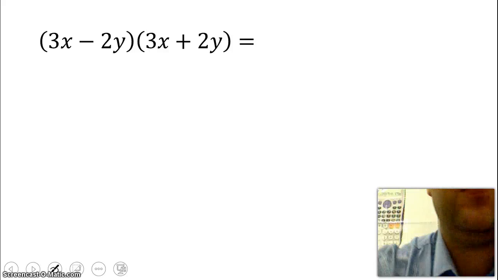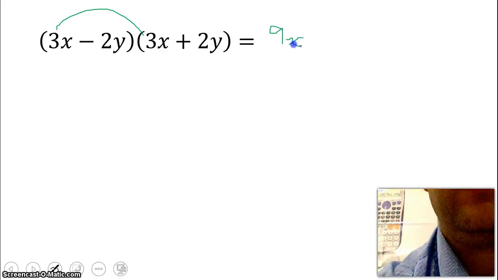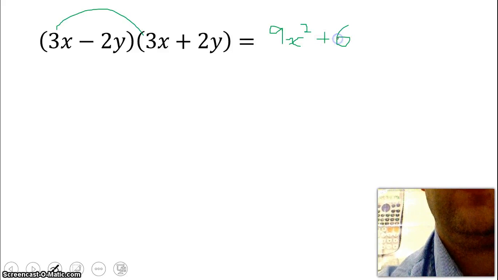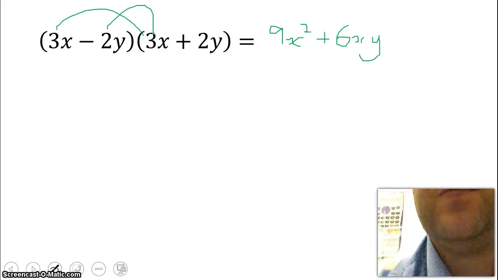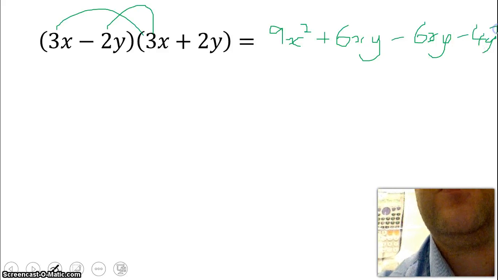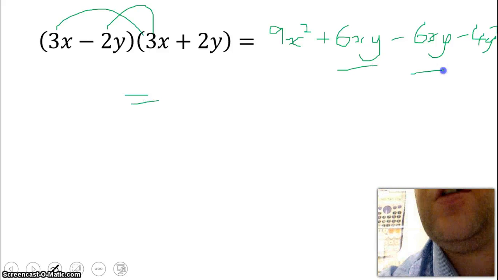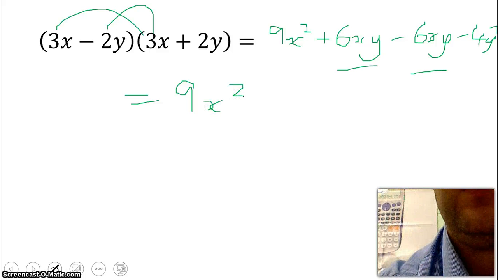Two algebraic terms doing the expansion. 3x times 3x gives us 9x squared. 3x times 2y gives us 6xy. Minus 2y times 3x is minus 6xy. And 2y times 2y gives us 4y squared, but we've got one negative, so we make it negative 4y squared. The two like terms cancel each other out, leaving 9x squared minus 4y squared.